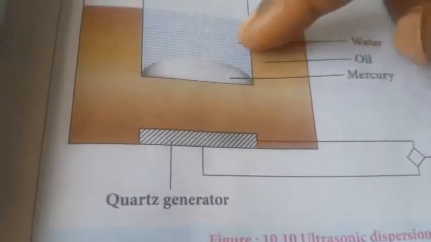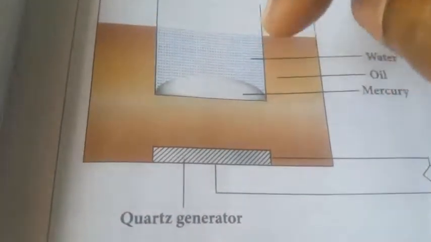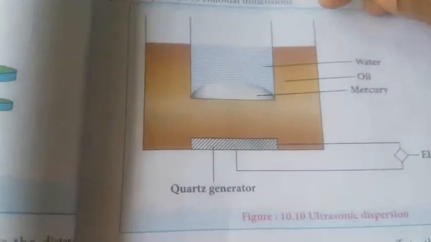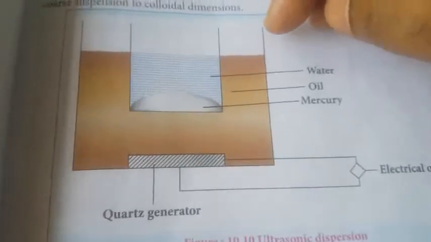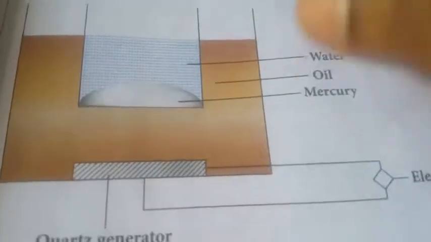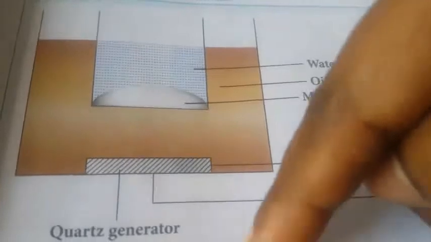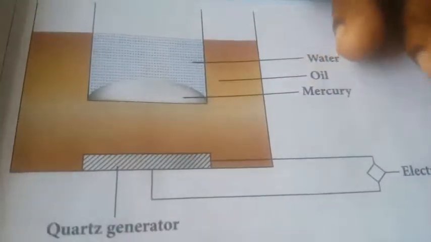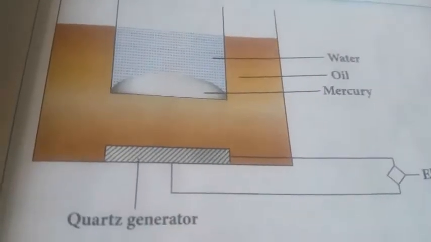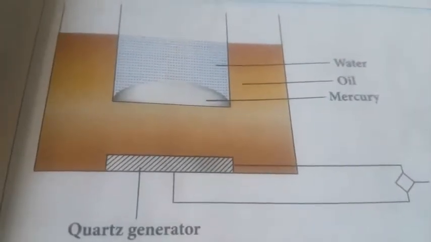This is a quartz generator. Here we are preparing the mercury colloidal solution by subjecting the mercury to sufficiently high frequency ultrasonic vibration. Using this generator, we vibrate this mercury solution, oil and water, and it will be converted into a colloidal solution, that is the mercury colloidal solution. Using the quartz generator, we produce the ultrasonic sound waves, and with them the mercury colloid can be prepared.